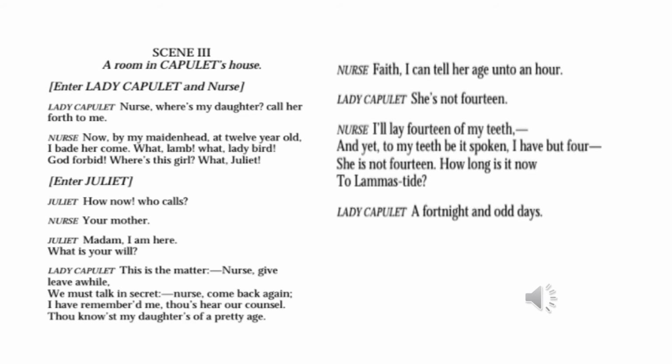Okay, just a quick knowledge note there. Lammas-tide is August the 1st. Okay, it's just a name that they had for that day, like we have Bank Holiday Monday and Boxing Day and so on and so forth. Lammas-tide is the 1st of August. So the nurse is saying, well, how long is it till Lammas-tide? We presume that's when Juliet was born. And Lady Capulet replies, a fortnight and odd days.